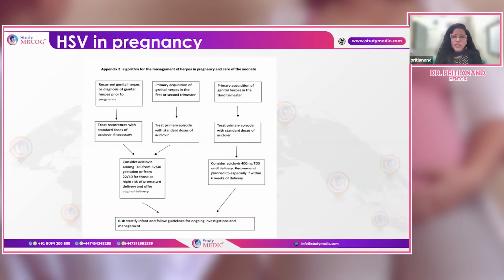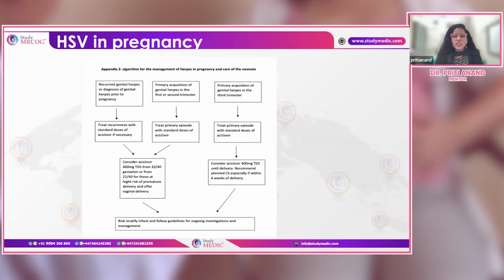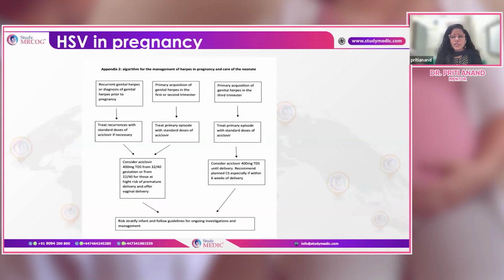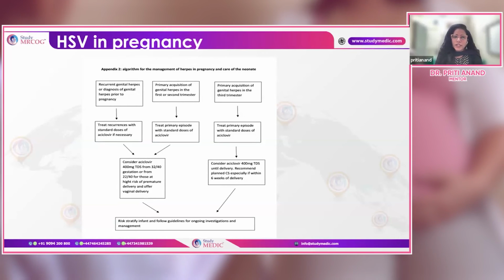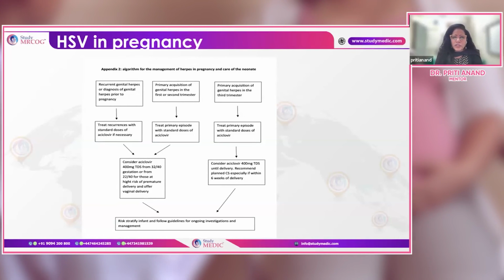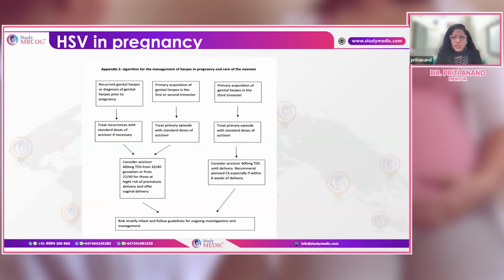For primary infection in the first and second trimester, you start the treatment with acyclovir immediately. In both recurrent herpes and primary herpes in the first and second trimester, after the standard current treatment, that is acyclovir 400 mg TDS for 5 days, you then start a prophylactic dose from 32 weeks until 40 weeks of gestation.